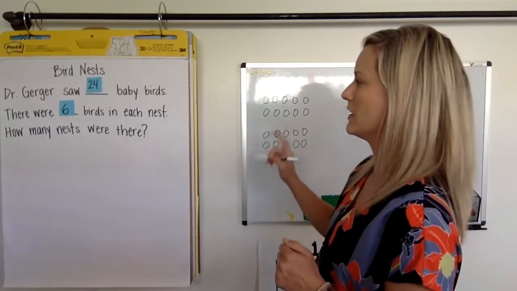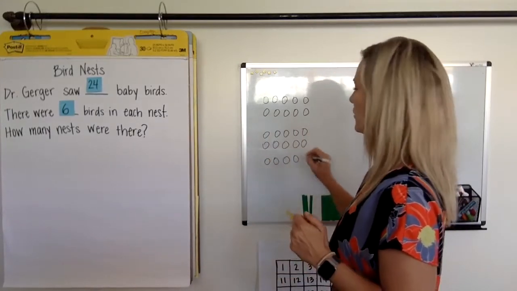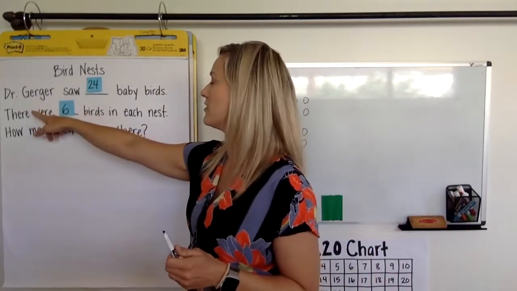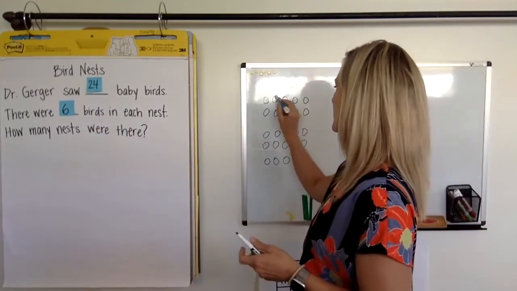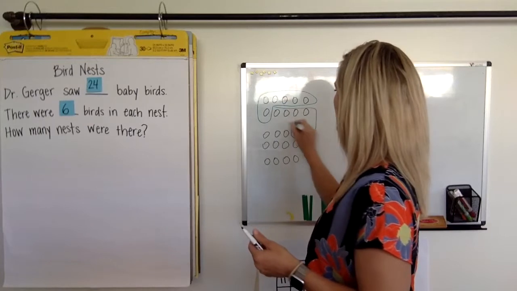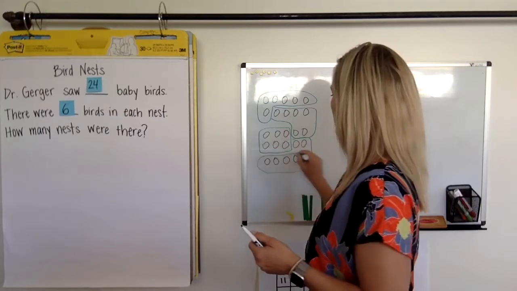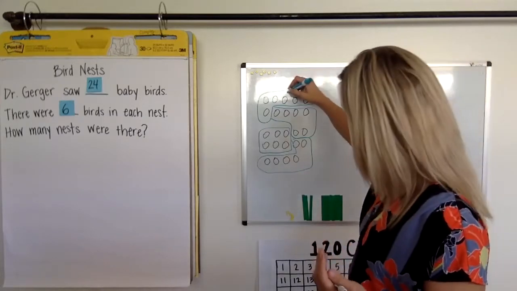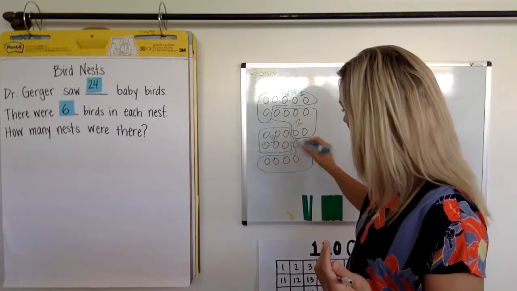And then they'll just draw another 10, and they know that's 20. And then they'll draw 4 more. So 1, 2, 3, 4. They may draw it like that, or they may draw it some other way, right? So they may go, okay, 6 birds were in a nest. All right. Well, I'll circle groups of 6. Okay, it's not fancy, right? It's just simply some math. So this would be nest number 1, number 2, number 3, and number 4.